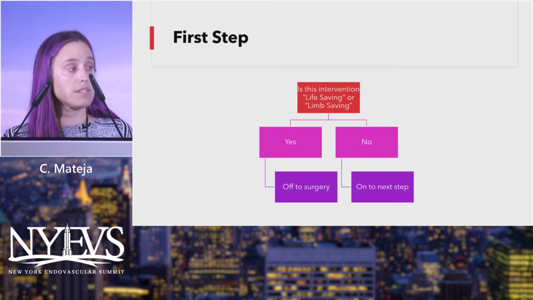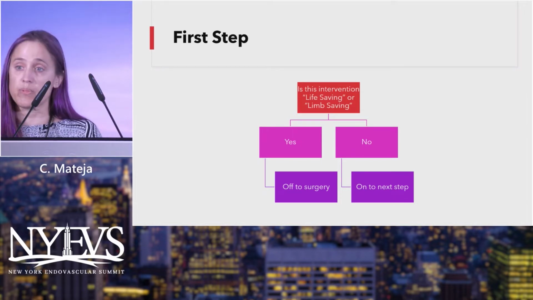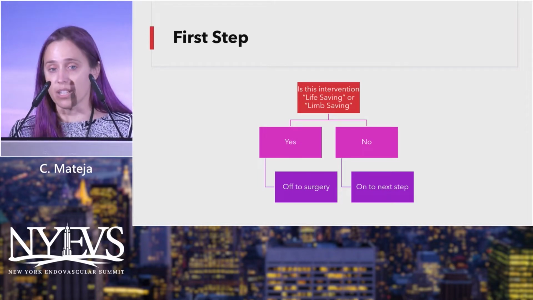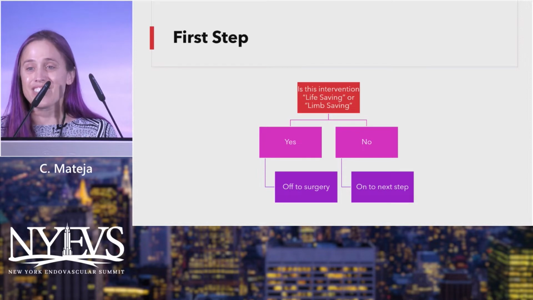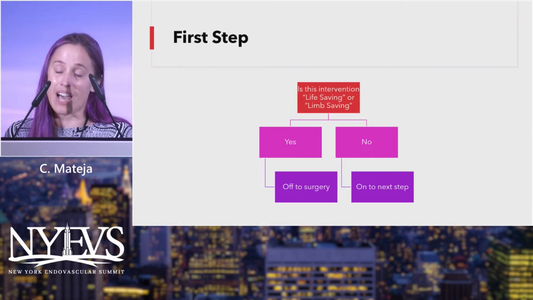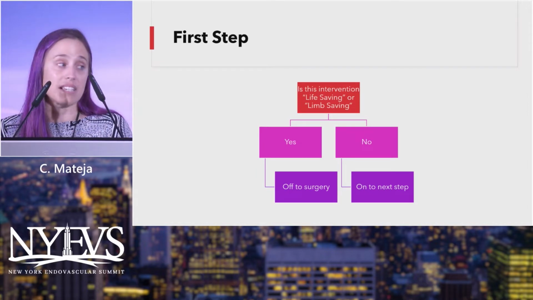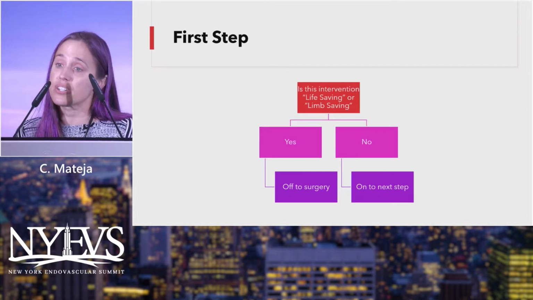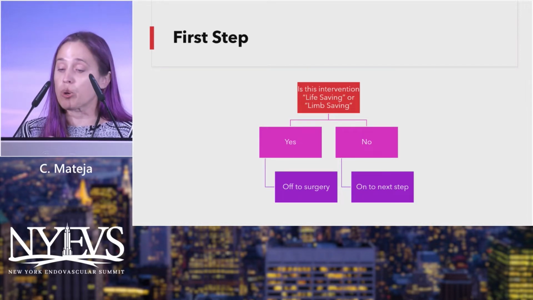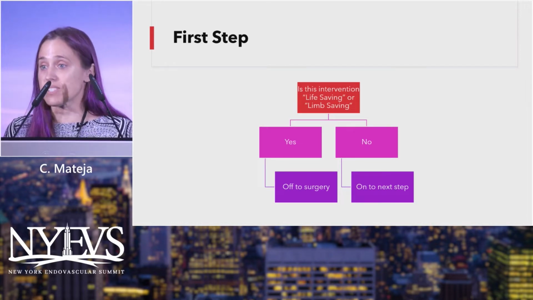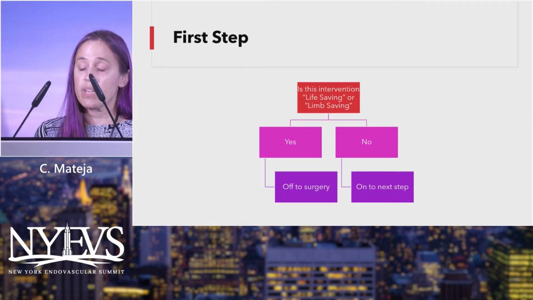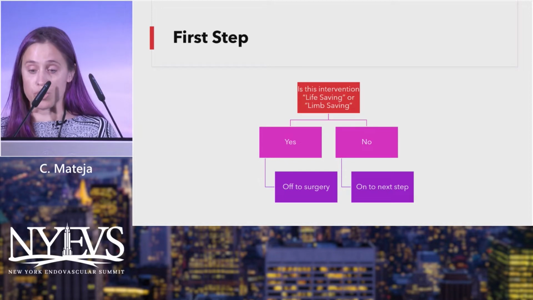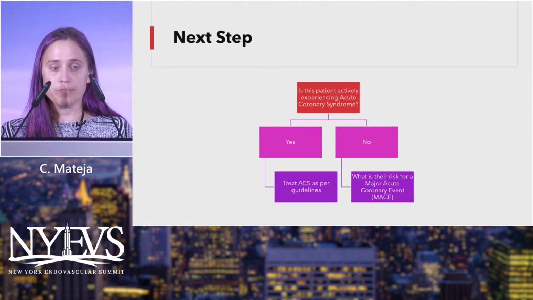If this is life-saving or emergent surgery, don't even call us, actually. They need to go straight to the OR. There's nothing I can do in the meantime that's going to optimize them or make them any less of a risk, unfortunately. They are considered elevated risk no matter what, but here the benefits are likely going to outweigh the risks. Now, if this is not an emergent surgery, we go on to the next step.